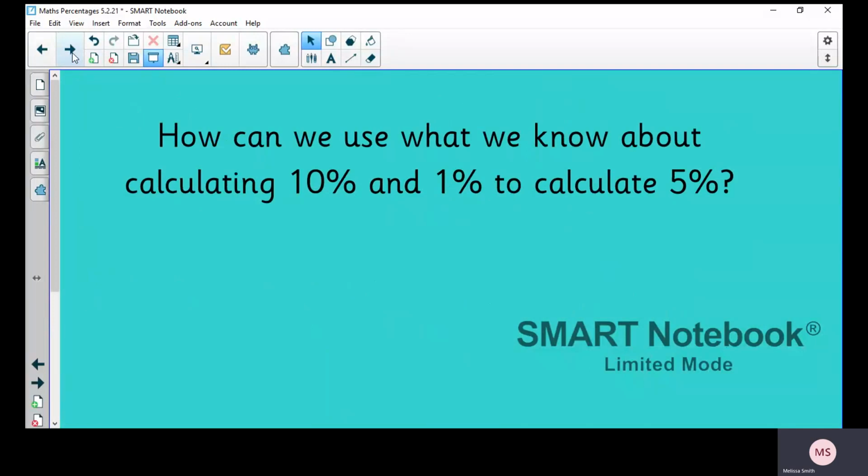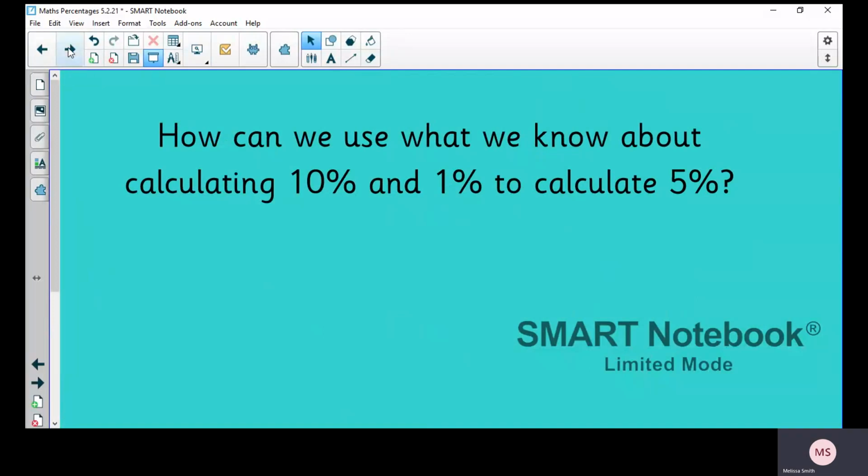So now we know how to calculate 10% and 1%. How could we use this information to calculate 5%? Pause the video and I want you to see if you can think of a way. And there are two ways, so see if you can challenge yourself. If you think of one way, think of the other way.